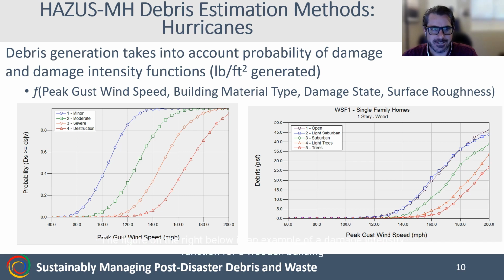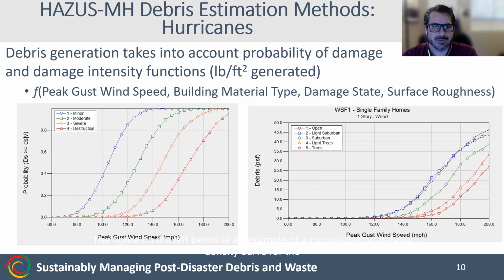The figure on the right below is an example of a damage intensity function for a wooden building type, single-family home occupancy class. As mentioned above, the debris generation is a function of the peak gust wind speed simulated in the census block on the x-axis and the surface roughness, as indicated by the different colored curves. For this particular structure type and occupancy class, the debris generated is largest for the open rural area, moderate for the urban areas, and smallest for the heavily wooded rural area. This is because an open rural area has low surface roughness, which intensifies the near-surface turbulence intensity, thereby magnifying the damage impacts of a wind-based event.